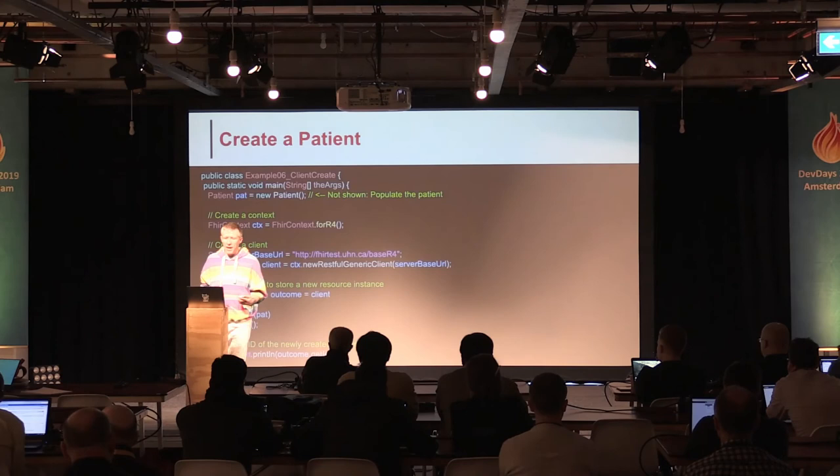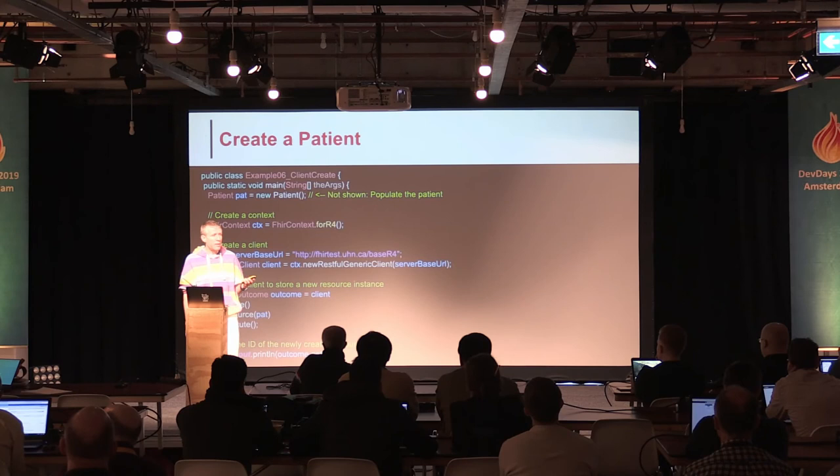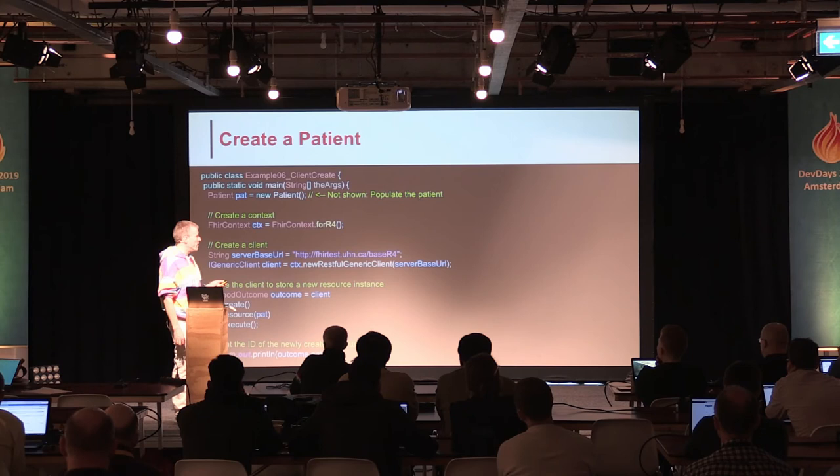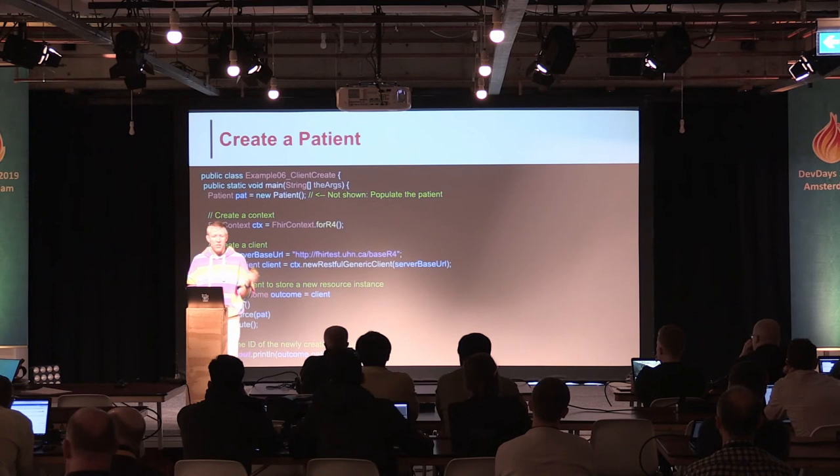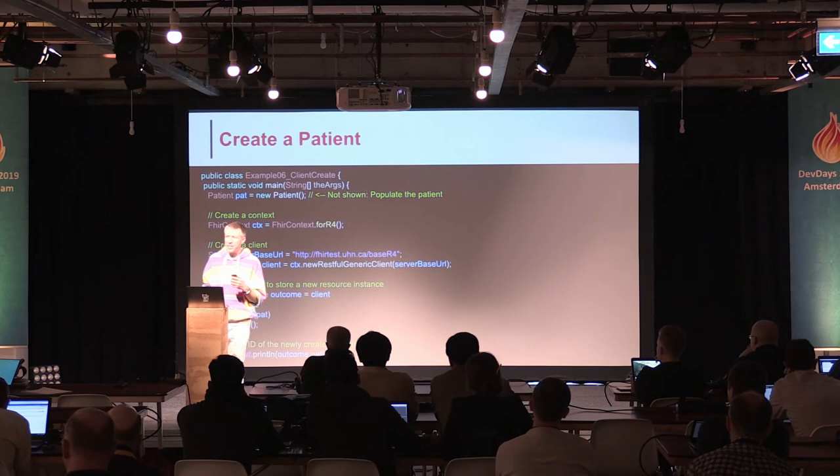So this is a simple example of using the client. In this example, I'm asking for a context object. I'm setting a base URL, and the base URL that I've got up on the screen here, of course, is the base to our public testing server. I ask the context object for a client, so I just say new RESTful generic client. I pass it a base URL, and that's that. I've got a client object I can start interacting with right away.